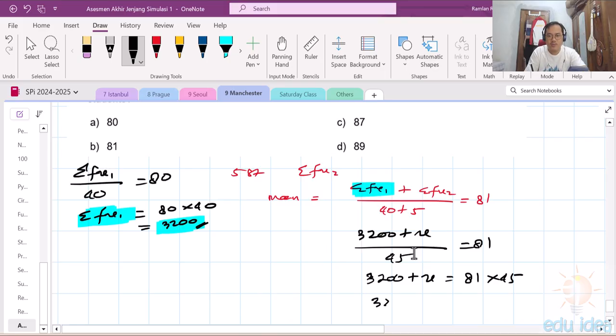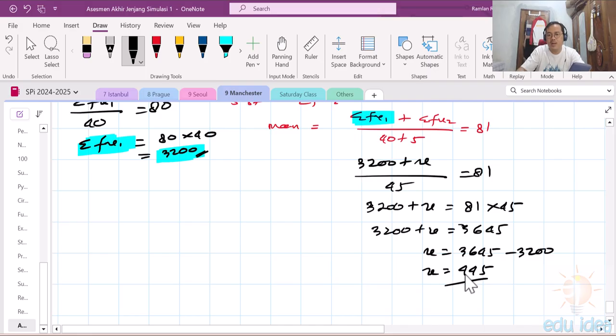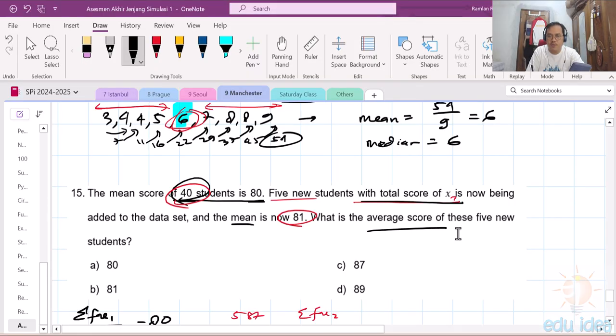So 3200 plus x equals 3645. Which means x equals, just subtracting both sides by 3200, 3645 minus 3200, and that'll be 445. Okay, so this is not the one being asked. The one being asked is the average score of these new 5 students.